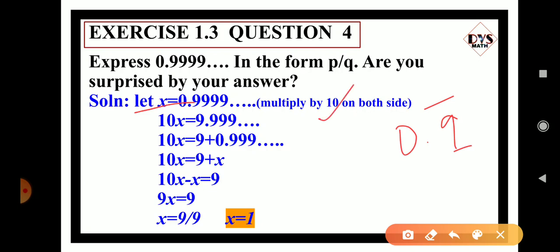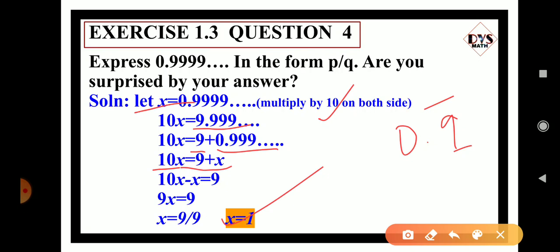So 10x is equal to, if you multiply by 10, it becomes 9.9999. Now 9.99 can be written as 9 plus 0.9999. So again 10x is 9 plus 0.99, which can be written as x. Now again taking x to the LHS, 10x minus x is equal to 9. 10x minus x is 9x is equal to 9. x is equal to 9 by 9, which is equal to 1. That means we are getting the number 1.